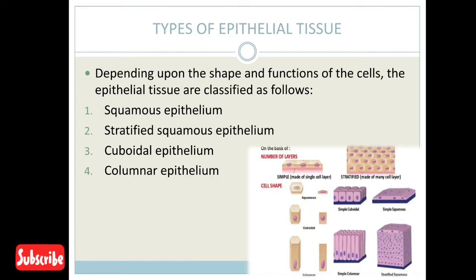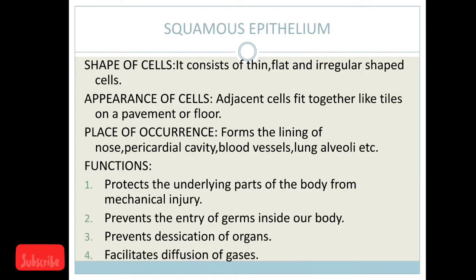This epithelial tissue also has different types. Depending upon the shape and the functions of the cell, the epithelial tissue is classified as follows. One is the squamous epithelium. Then the next is the stratified squamous epithelium, then cuboidal epithelium, and the fourth one is the columnar epithelium. So these are the different types of the epithelial tissue. Let us know about them. The first one is the squamous epithelium.